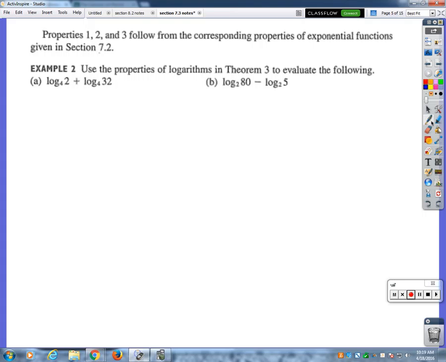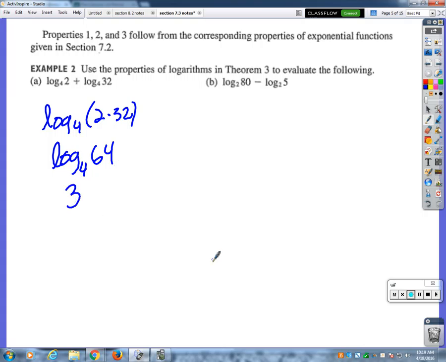So it's easier to just say, oh, when I'm adding those logs, I can turn those into a single log by using the multiplication property. And then 2 times 32 is 64. So now I just have to answer the one simple question, 4 to the what power is 64? And that answer is 3.